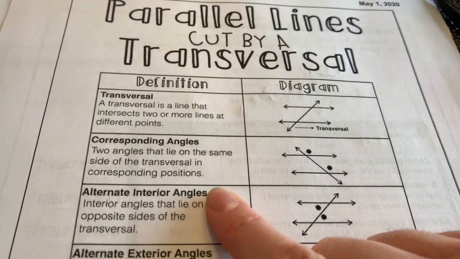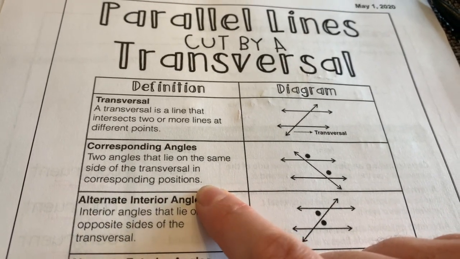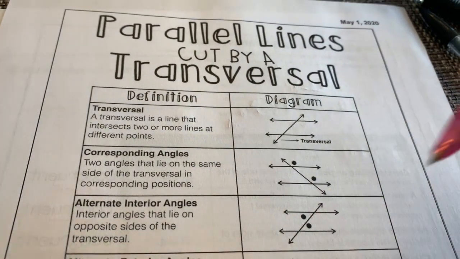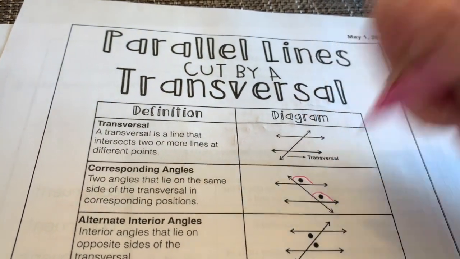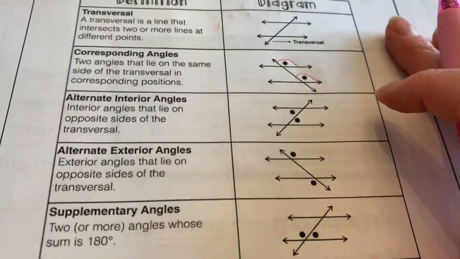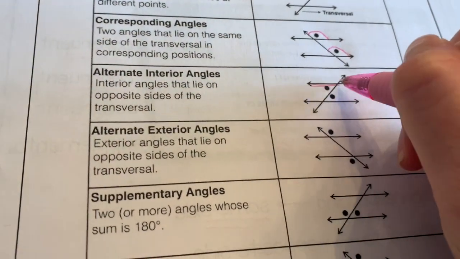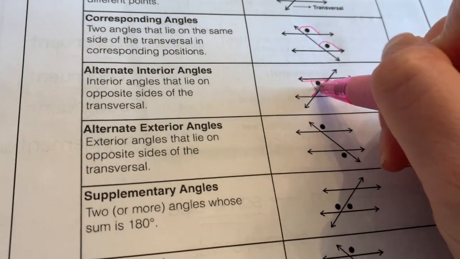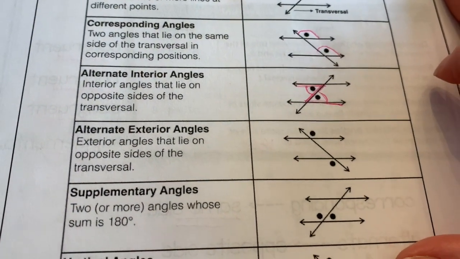Next, it's giving you corresponding angles. There are 2 angles that lie on the same side of the transversal in the corresponding positions. So the dots are referring to an example of what that looks like. And they're not the only one, they're just an example. Alternate interior angles, remember it's inside, so you want to look for like the Z shape. And the ones that are opposite of each other are the alternate interior angles, and they're equal.